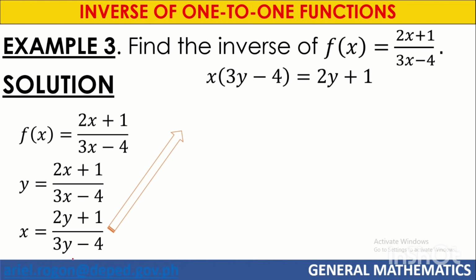Okay. So, cross multiplication to x times 3y minus 4. Ito na yon. Is equal to 2y plus 1. Of course, i-distribute natin tong x dito sa loob. X times 3y is 3xy minus x times 4 is 4x is equal to 2y plus 1. Since isosolve natin si y, ano kaya ang next steps na gagawin natin dyan?